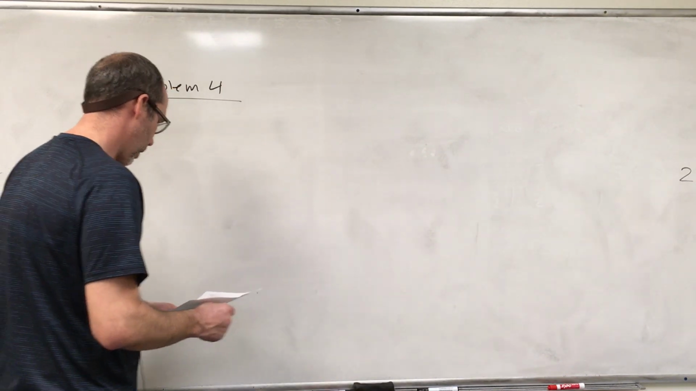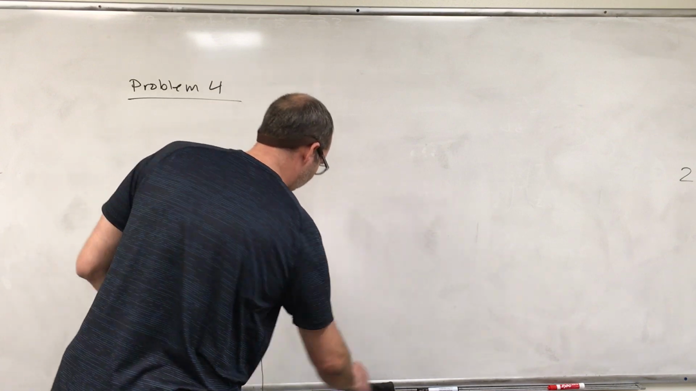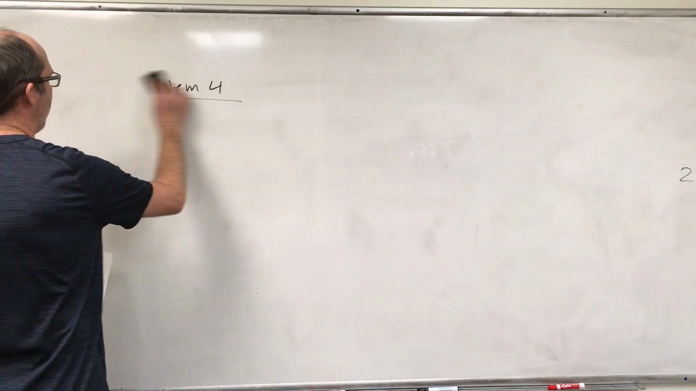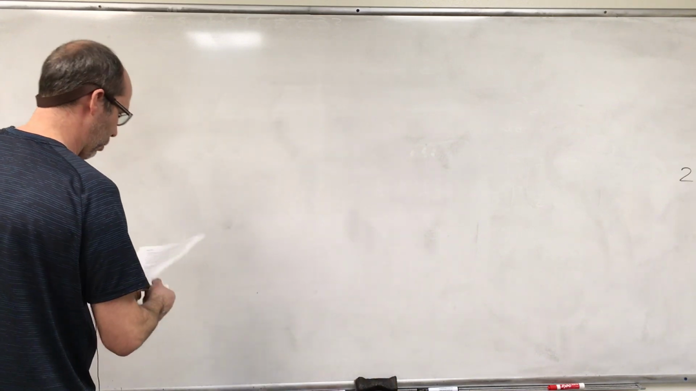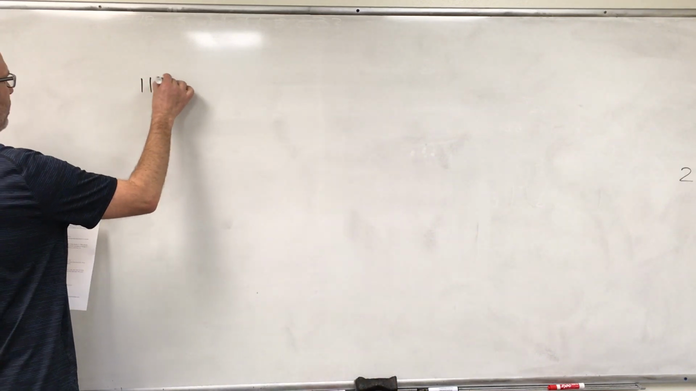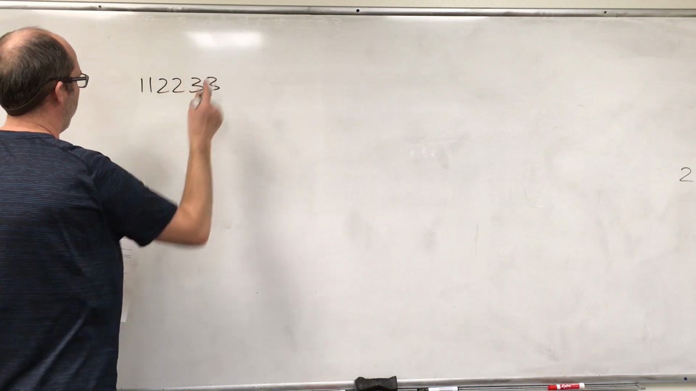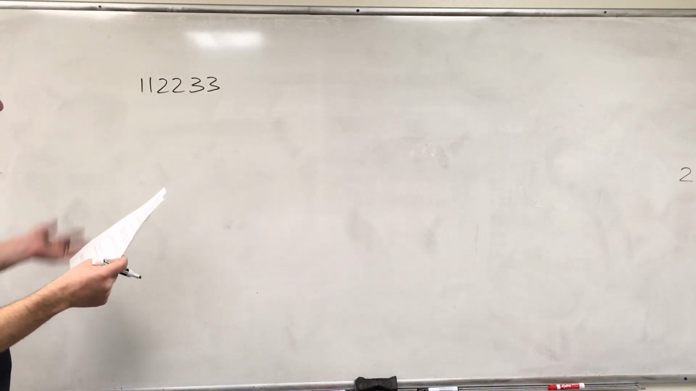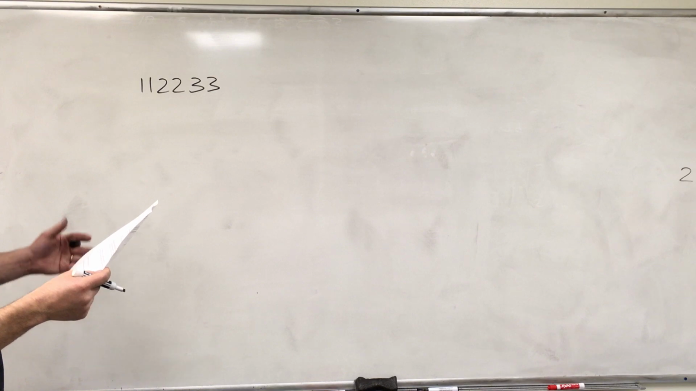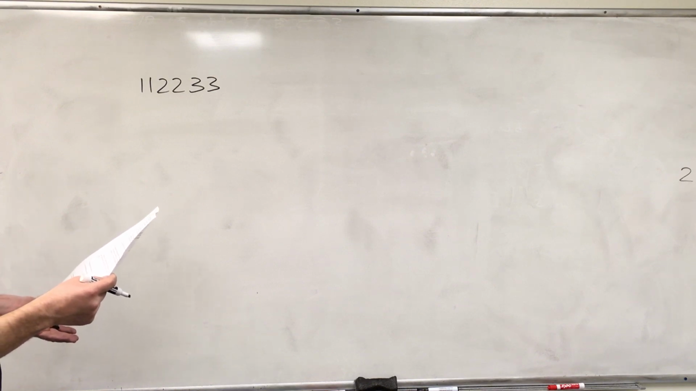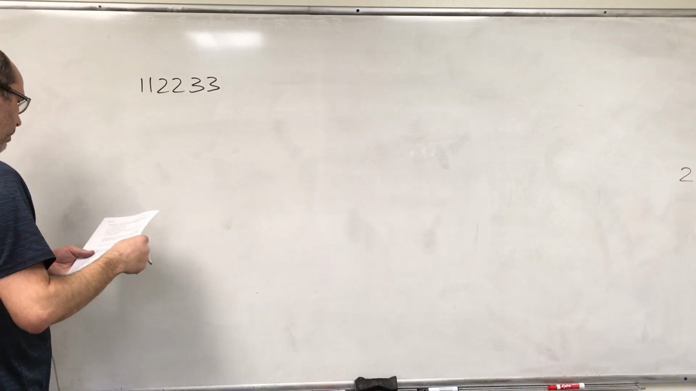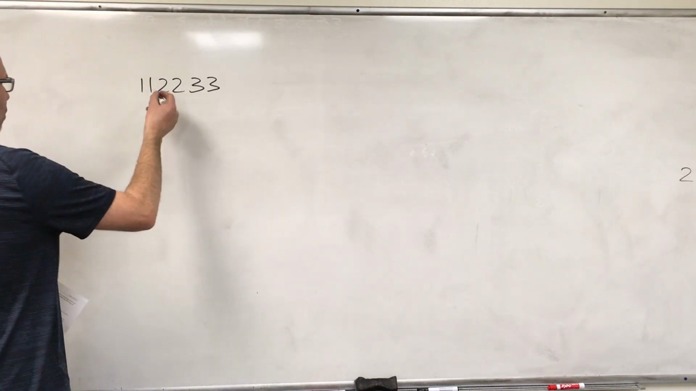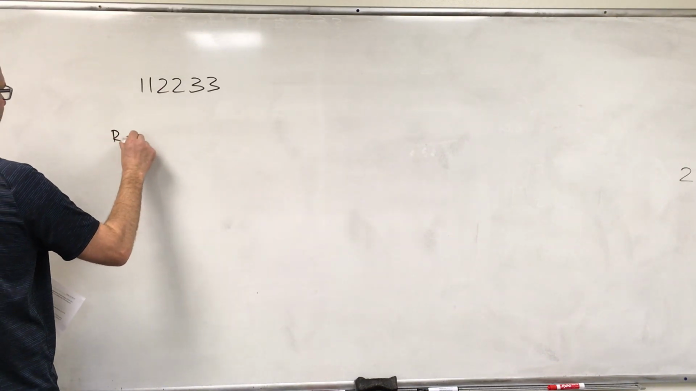All right, so we're going to count the number of rearrangements of a string. In this case we have the string 1 1 1 1 2 2 3 3. So how many different ways can you rearrange this string where you get at least 2 consecutive equal digits?